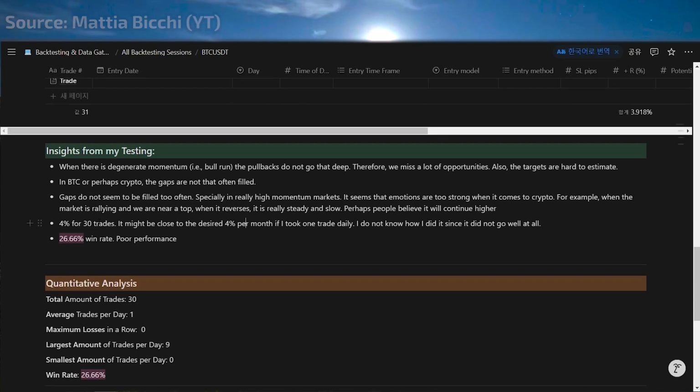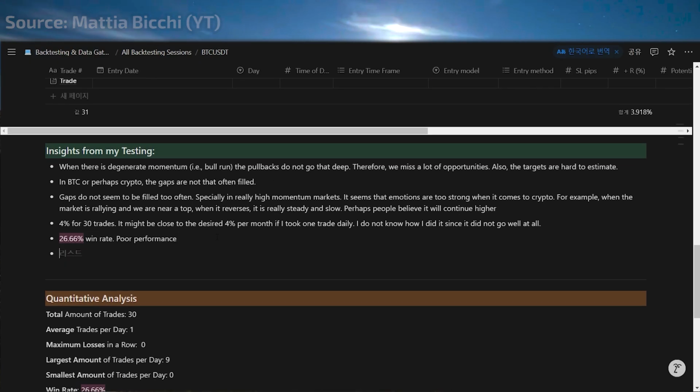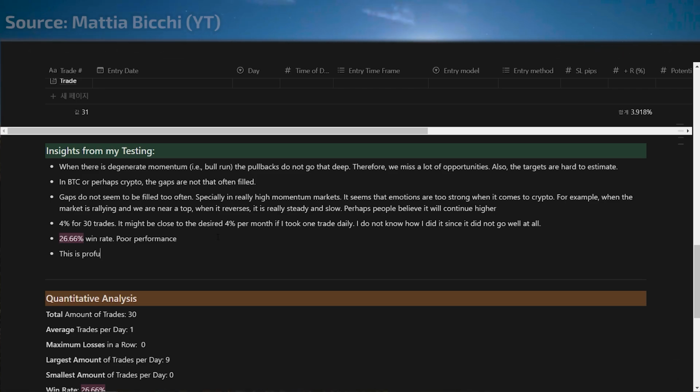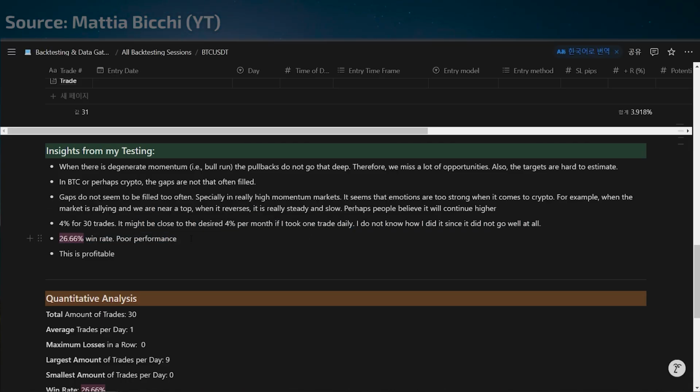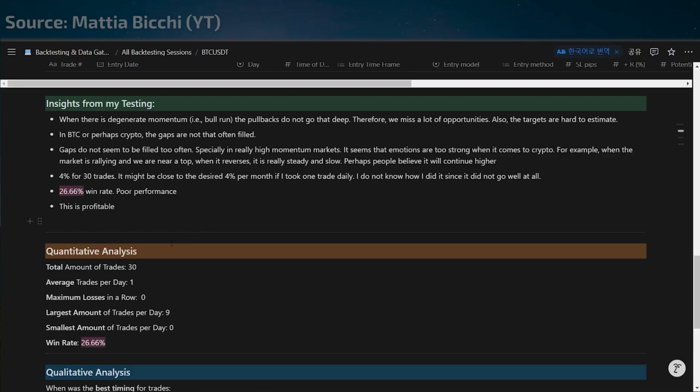And so you guys can see more insights, and you guys can take some of them. And let's say, for example, this is profitable, right? You can put this is profitable and have notes so that once you start testing in the real market with real money, you will be able to do so.